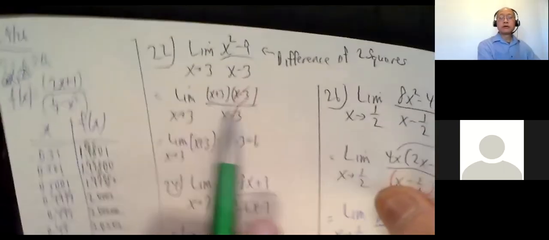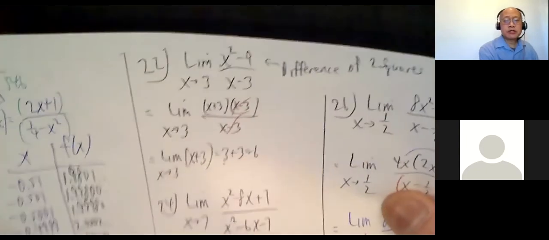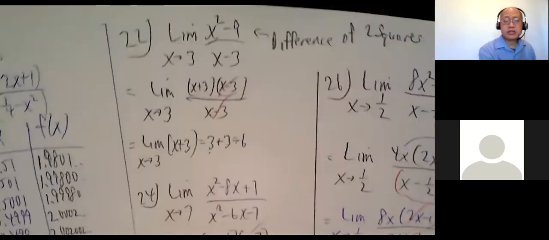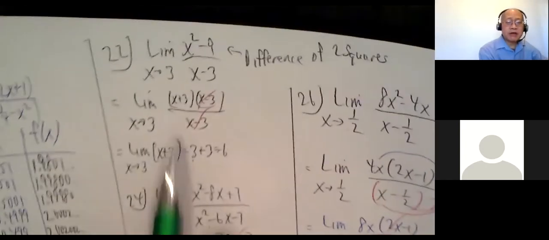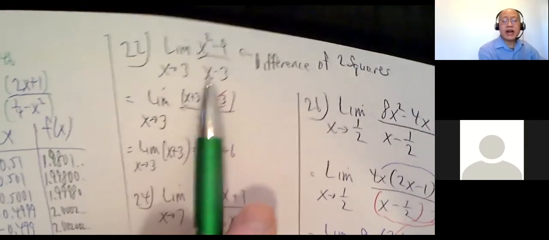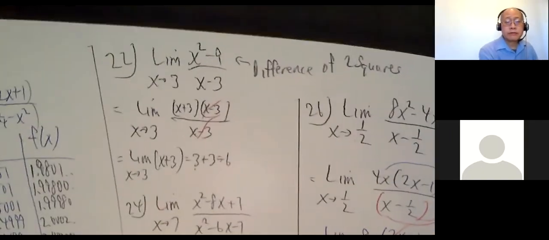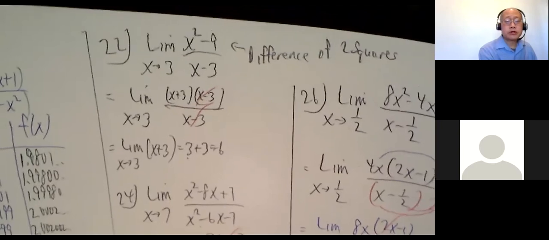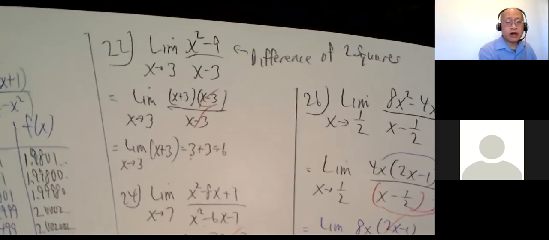So 22. Limit as x approaches 3 of x squared minus 9 divided by x minus 3. You cannot plug in. So why don't I just do it like all the other ones? If I plug in 3, you're dividing by 0. You're never allowed to divide by 0 in mathematics, right? That's a mathematical no-no. So the trick this time is to do a little bit of algebra.